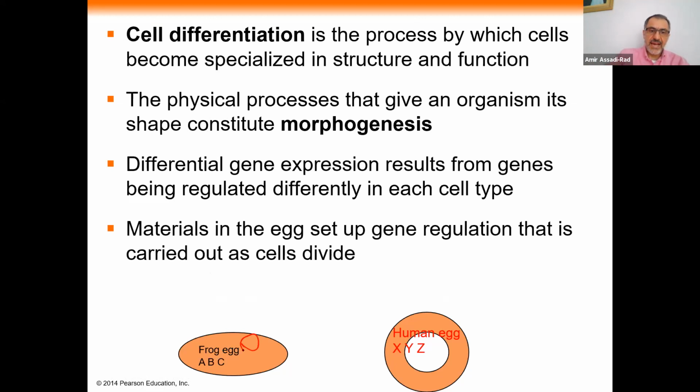In the frog cell, at this end of the cell, you have A, B, C, D molecules. In a human, this is the nucleus, and you have X, Y, Z molecules right here. That's what makes a frog cell and a human cell different, because of these protein molecules in the egg. Those protein molecules determine the expression of the genes.